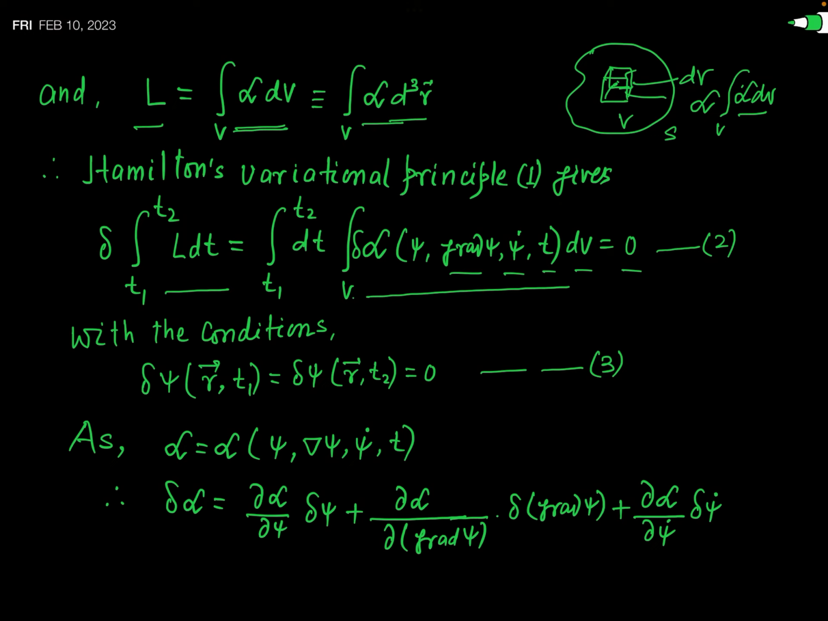As you know, Hamilton's principle is valid in classical mechanics only when the conditions delta qi at t1 and delta qi at t2 both vanish. It means that at the end points the positions are the same. In a similar manner, in case of a field, we simply say that the variation delta of the amplitude psi at time t1 and at time t2 are both equal to 0.